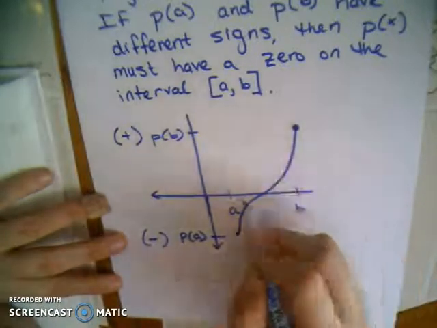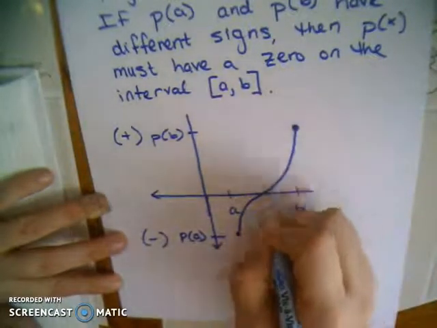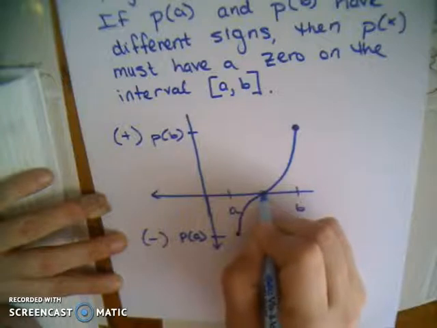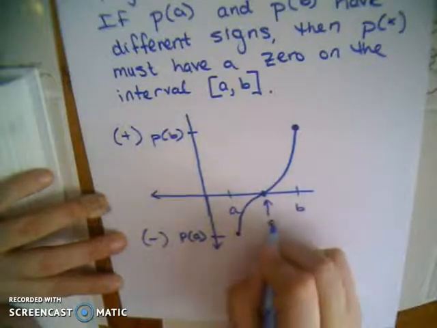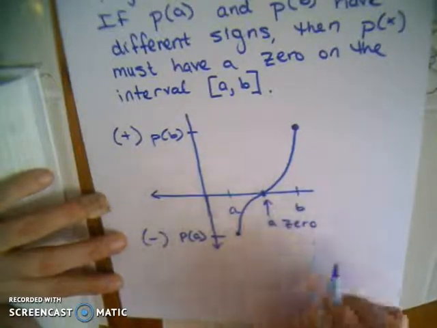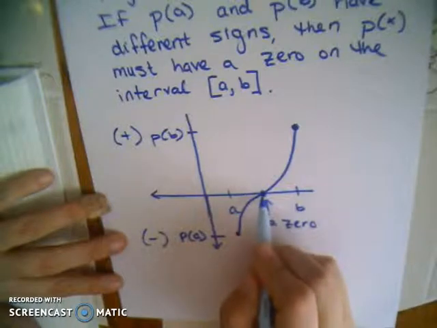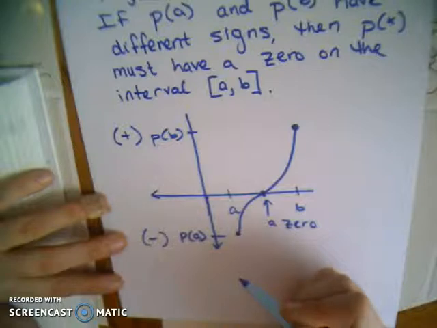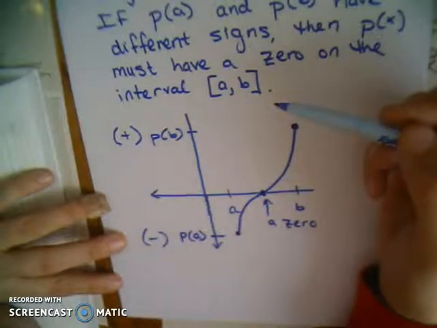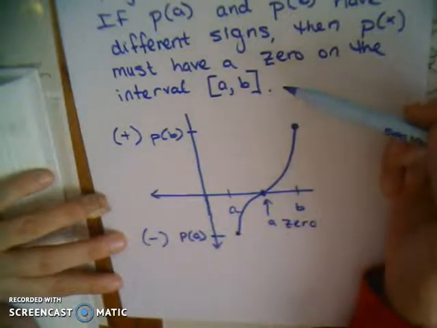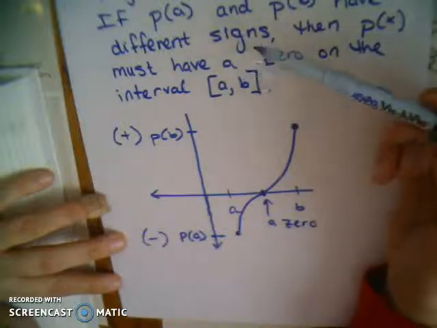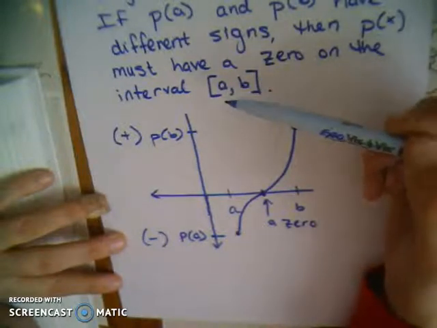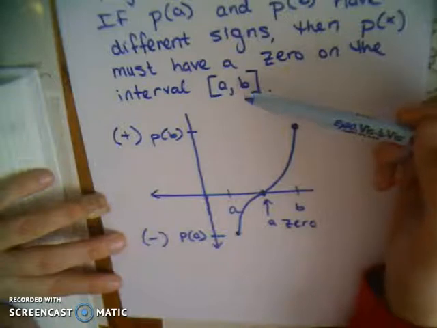And the only way we could possibly connect those 2 points is to go through 0, somewhere in between. So that is a 0. Whatever that is, that's a number that will give us back 0 when we plug it into the polynomial. So what we're going to be asked in these problems is, does the polynomial have a 0 on a specific interval?